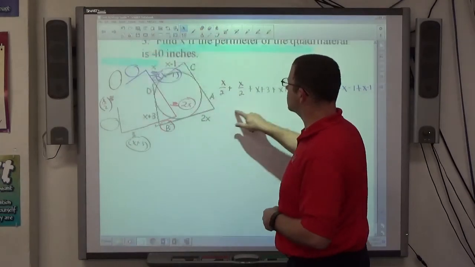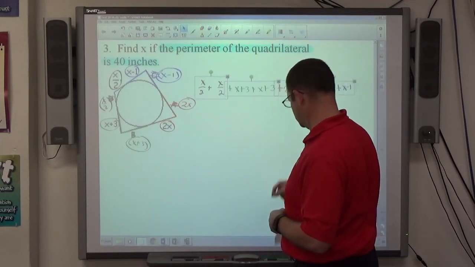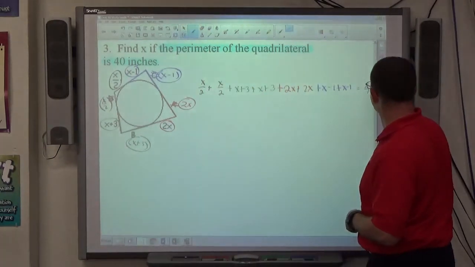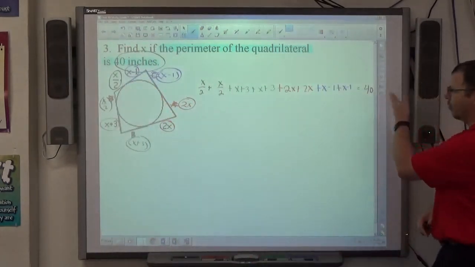All that together equals the perimeter, which is 40 inches. Again, 40 is not a magic number, it's just what they told me the perimeter was. So that's where the 40 came from.